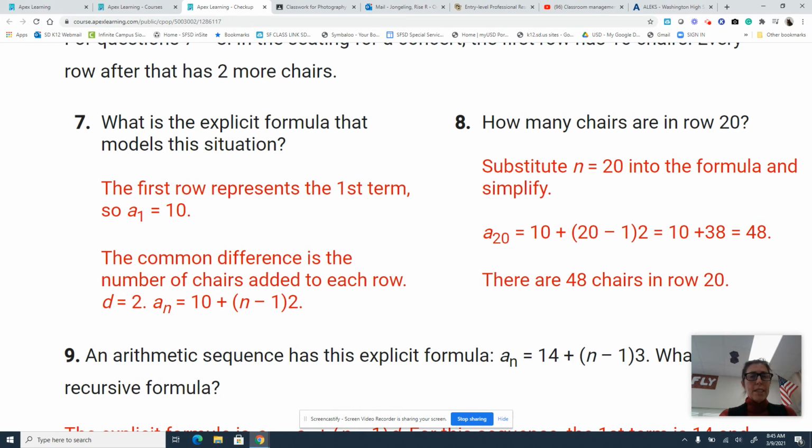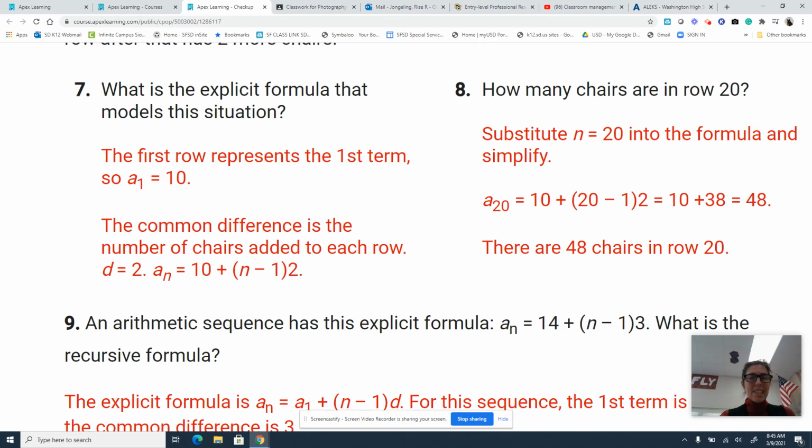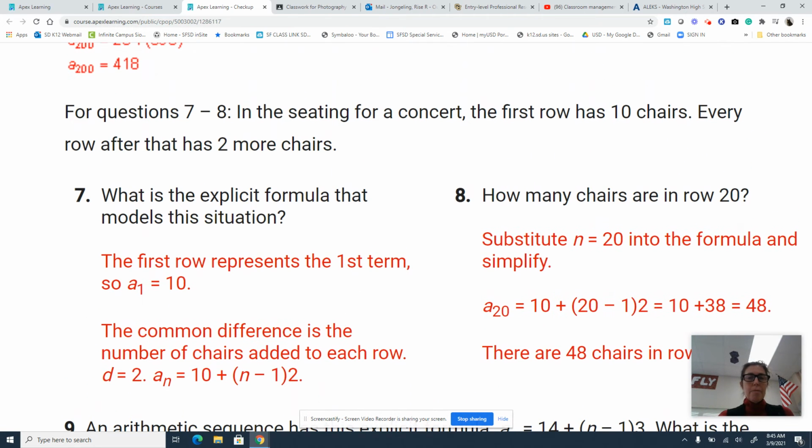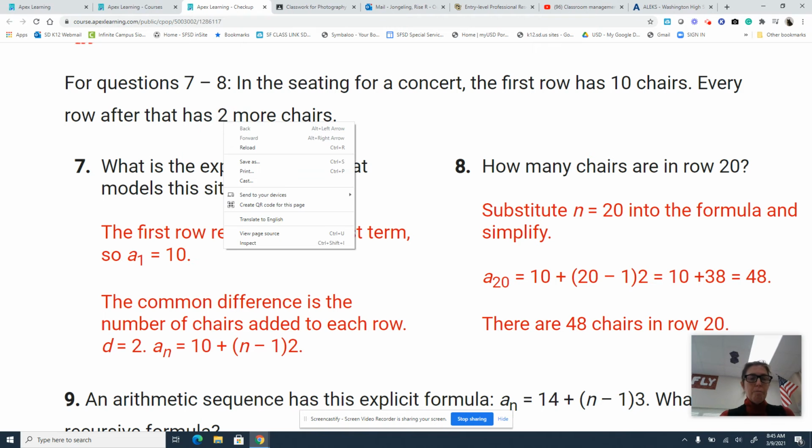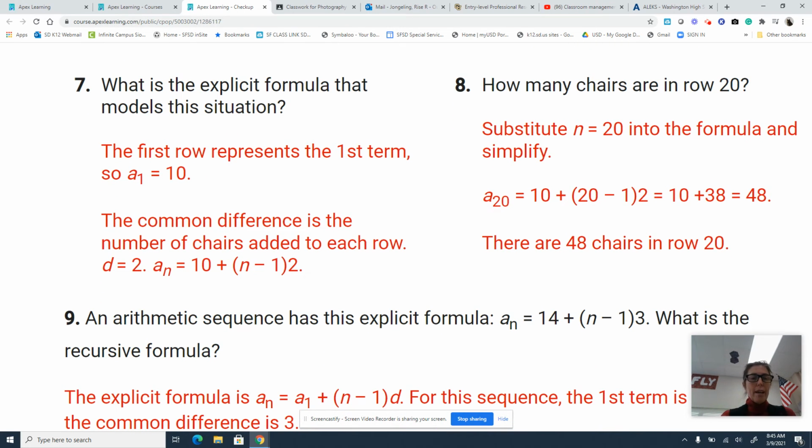First row represents, on an explicit formula, what's the model? The first row represents the first term, so A1 is actually 10. So here's the question. In the seating for a concert, the first row has 10 chairs. Every row after that has 2 more chairs. So you want to know what your starting number is. That's 10. What are you increasing it by? 2.